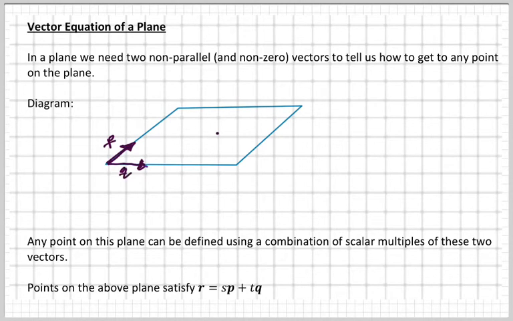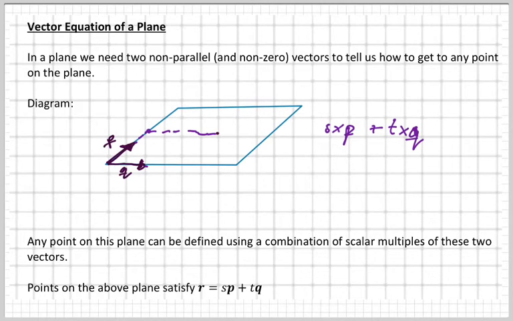Now, any point on this plane can move some direction in the P direction, so that would be S lots of the P vector, where S is a scalar, and then some lot of the Q vector, say T lots of Q. So to get anywhere on the plane, we go some multiple of P and then some multiple of Q, and we can get there, and that's uniquely defined for any point.